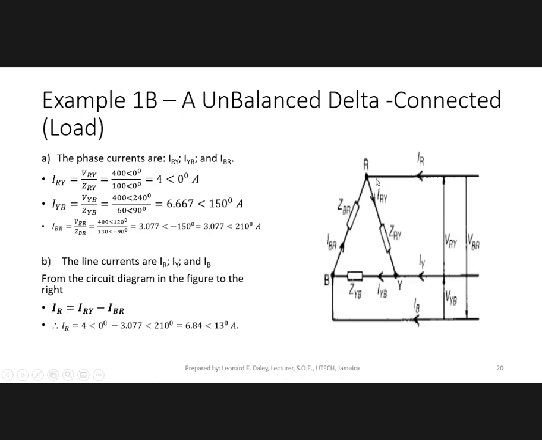All right. And I just write them back here so that you can have the diagram here so you can see it. IR would be equal to IRY minus IBR, and IRY up here is 4 at angle 0, and IBR is 3.00077 at angle 210. So I'll get the current in the red line is 6.84, and that would be at angle 13 degrees.